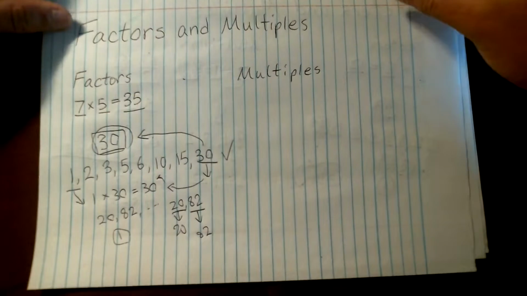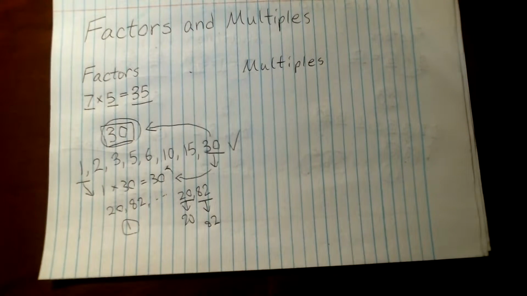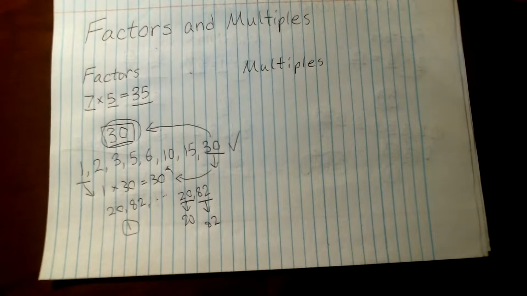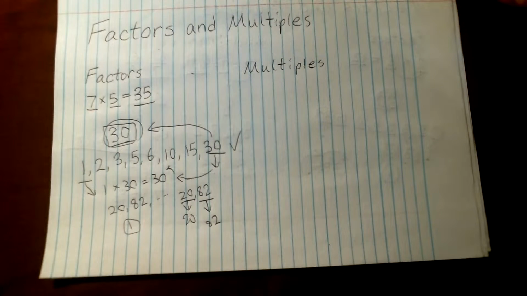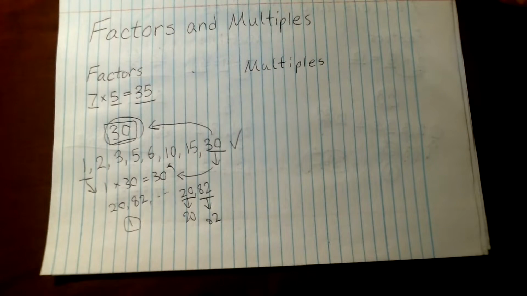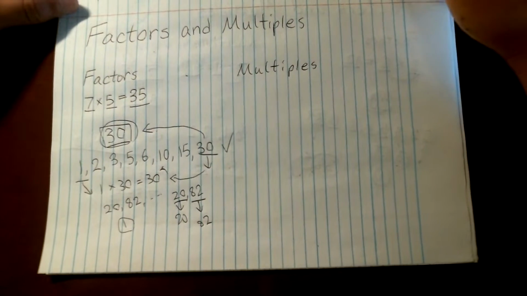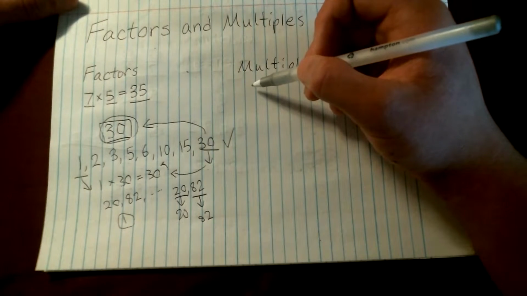All right, and let's move on to multiples. Okay, so a multiple is a value that can divide a number and result in the quotient being a whole number that does not have a remainder. And it also can be in this form.